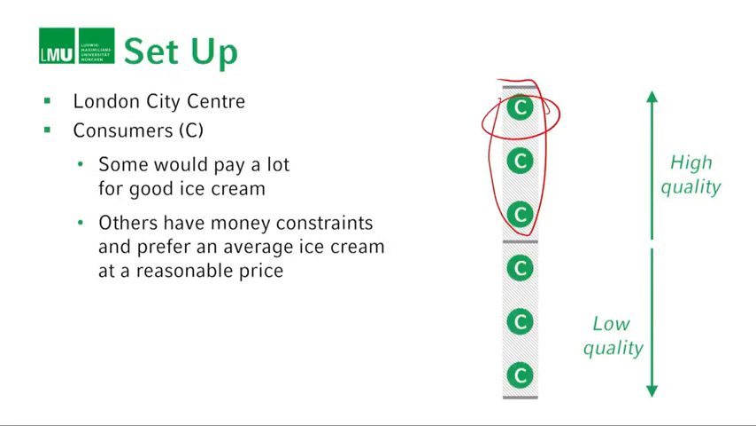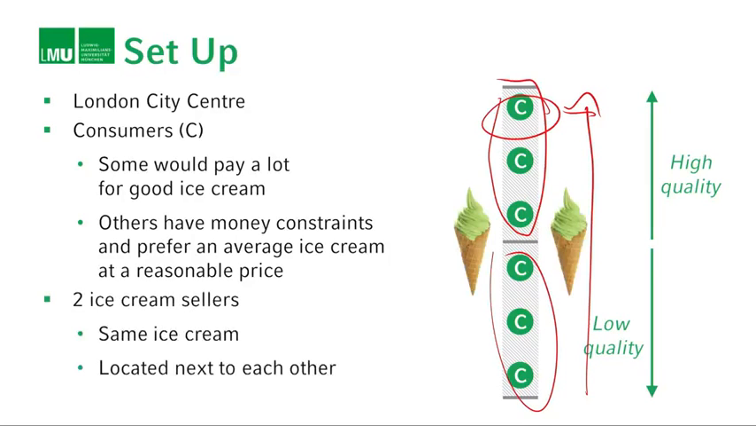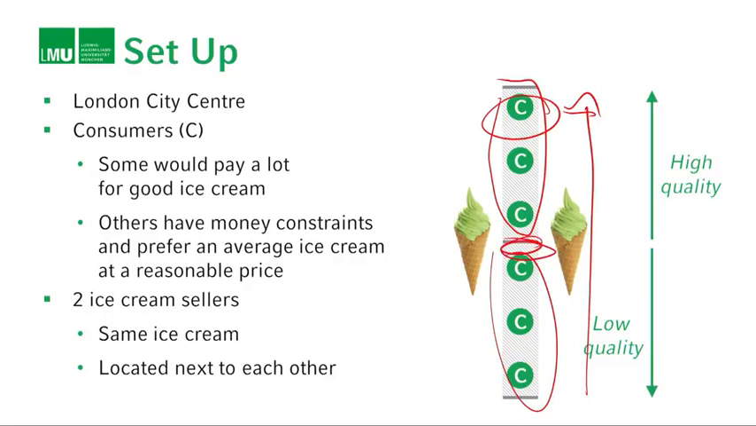Some are constrained either by money or they just don't want to spend as much money on ice cream, so they would prefer an average ice cream at a more reasonable price. So these would be down here. In other words, this line here indicates the willingness to pay for high quality. And again, we've got two sellers of ice cream that are selling the same ice cream and that are located next to each other. Okay, so in essence, it's the same story as before, but we have slightly different strategic variables. So let's start here.